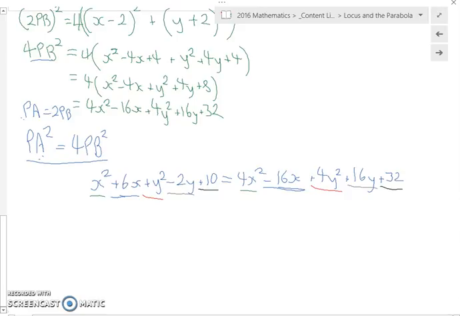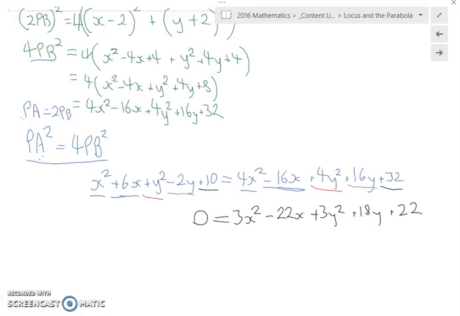So I'm now going to have 3x squared. So plus 6, that's minus 6, minus 22x. Plus y becomes a minus y, plus 3y squared, minus 2y becomes a plus 18y plus 22 equals 0. So I've dragged everything from the left over to the right. Is that obvious? Is that apparent? Okay. Just got to remember you're doing inverse operation. So if it's plus 6x, you're minusing it from both sides and all that. Is everyone happy with that?